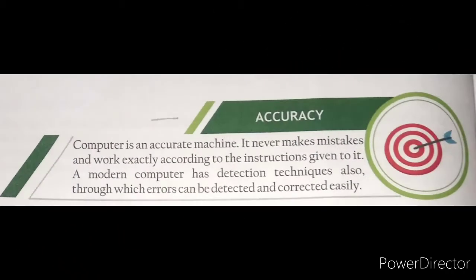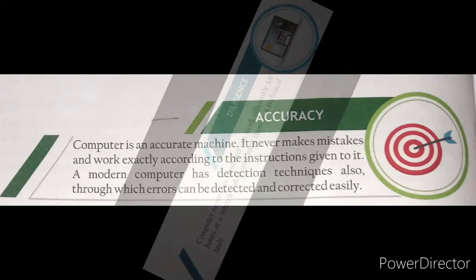Next characteristic is accuracy. Computer is an accurate machine. It never makes mistakes and works exactly according to the instruction given to it. A modern computer has detection techniques also, through which errors can be detected and corrected easily.